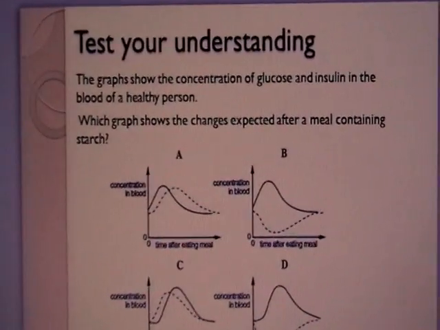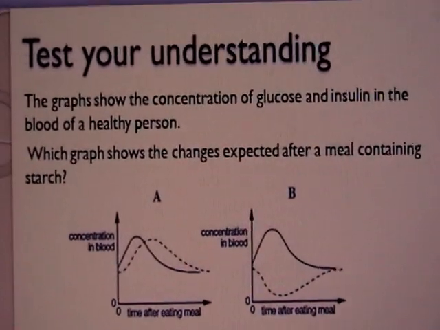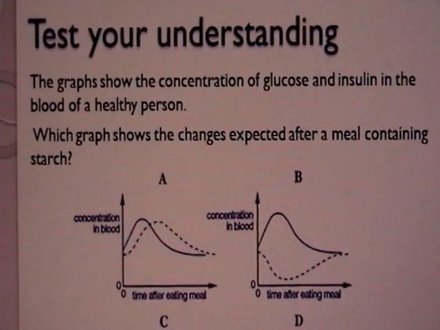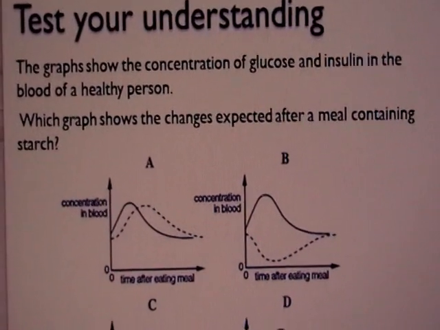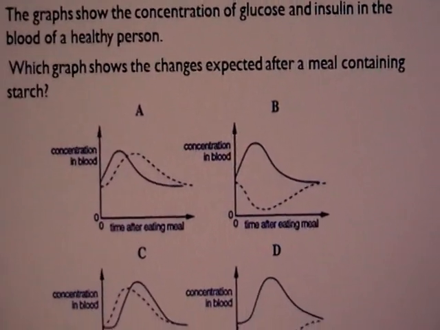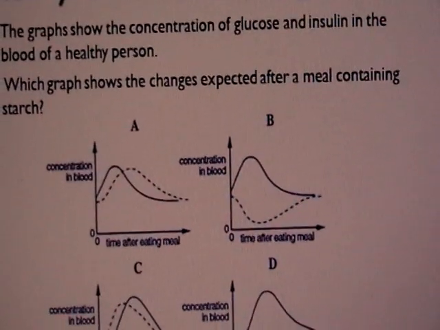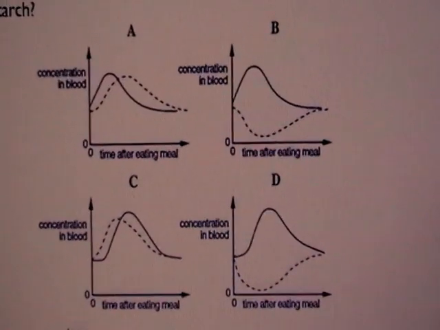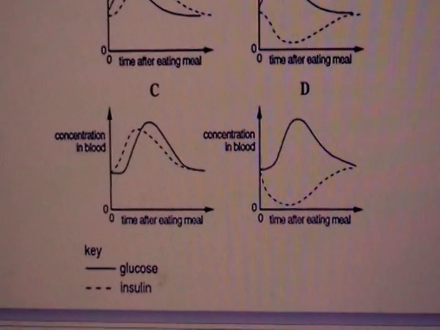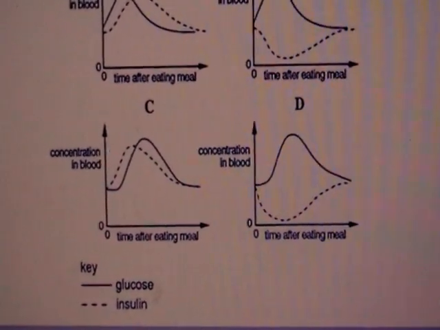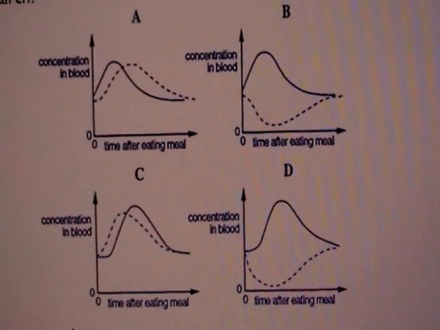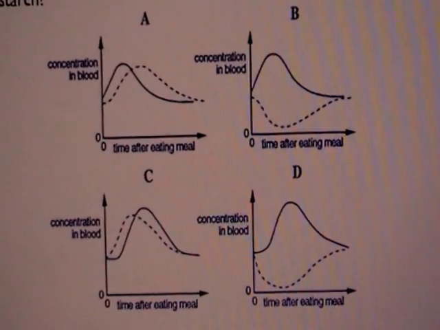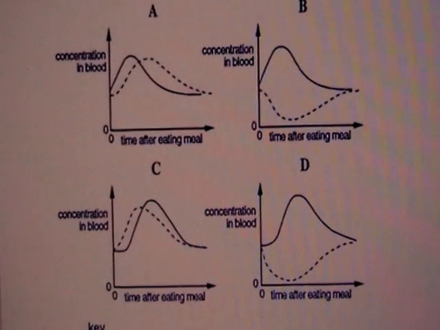Next question, alright. Let's say we are talking about a healthy person, alright. And the graph will show the concentration of glucose and insulin. Which graph will show the changes expected after a meal, alright, after a meal. Let's take a look. The legend is this. For the straight line will be glucose, dotted line insulin. Which one will be the correct relationship? Pause the video, do it now.